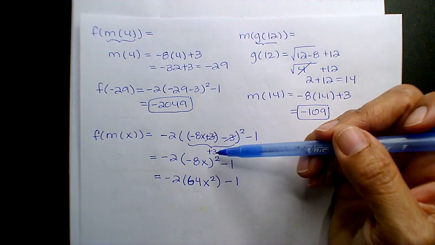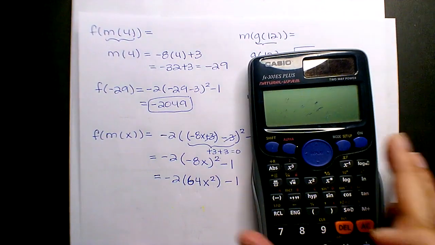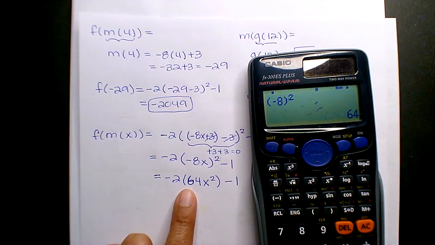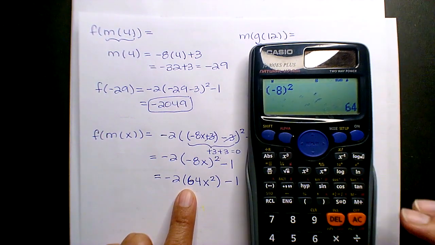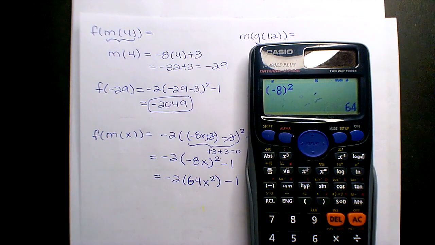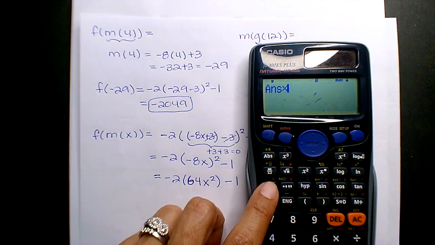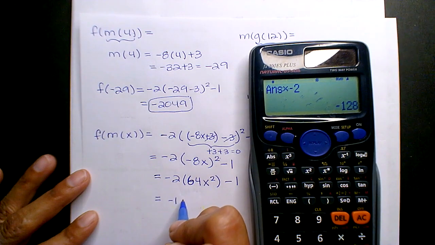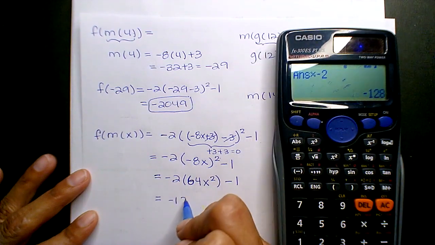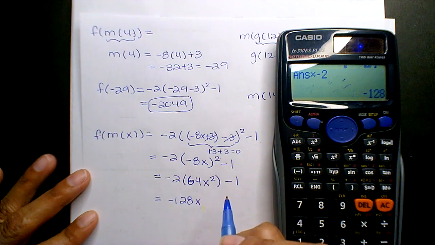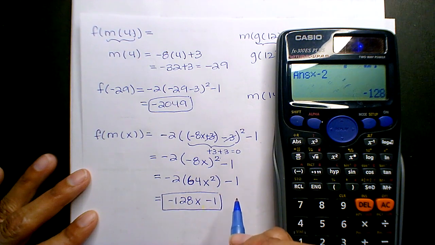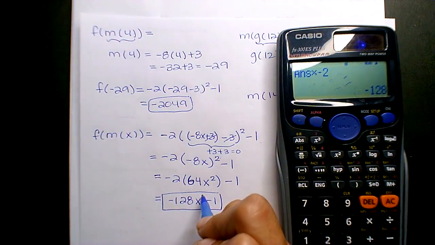Because -8 squared is positive 64, and then x squared is x squared. So now multiply. What's 64 times -2? -128x squared. What is this, minus 1? Minus 1. Oh, I forgot my little squared. Whoopsie.